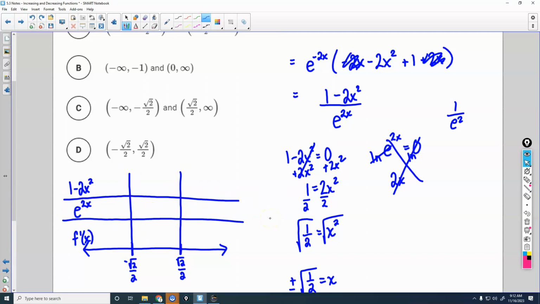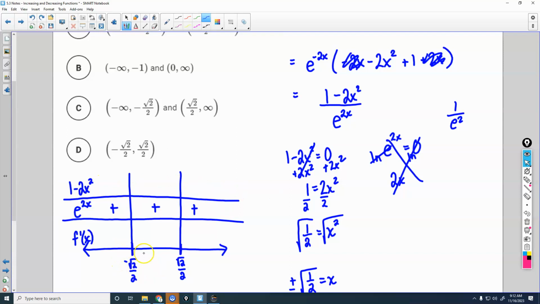Now I said you could make the chart if you want. The reason the chart's not totally necessary is because what's the sign of e to the 2x, no matter what we plug in? It's positive. So this is positive all the way across because e to a power is always positive. So since that is always positive, all we really care about is what that top line is going to be.